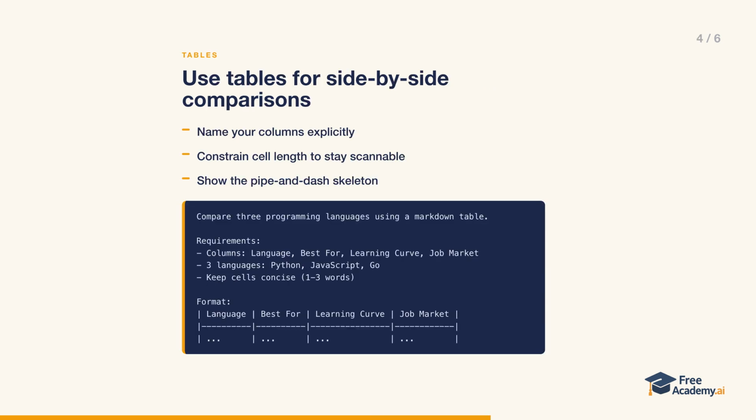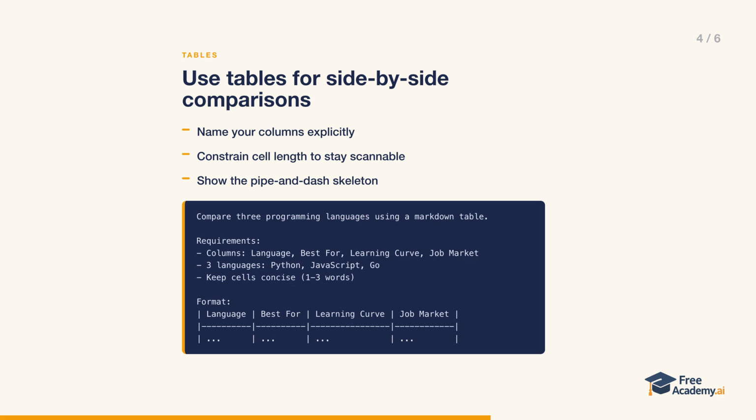Tables are the best choice when you are comparing things across the same set of attributes. Here is a prompt that asks the AI to compare 3 programming languages in a Markdown table. It names the columns up front: language, best for, learning curve, and job market. It names the 3 languages to include: Python, JavaScript, and Go. And it adds a useful constraint: keep each cell to 1 to 3 words so the table stays scannable.